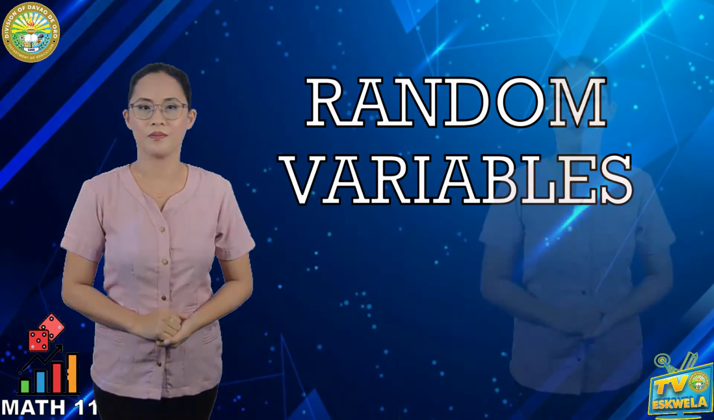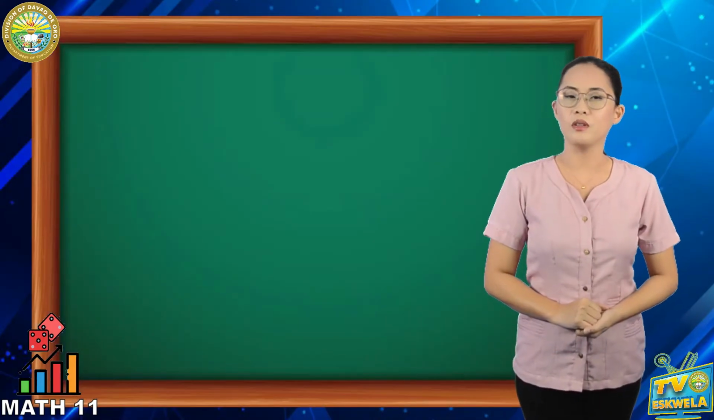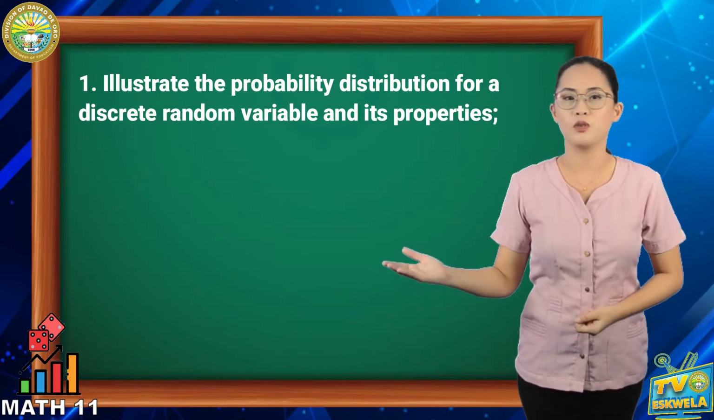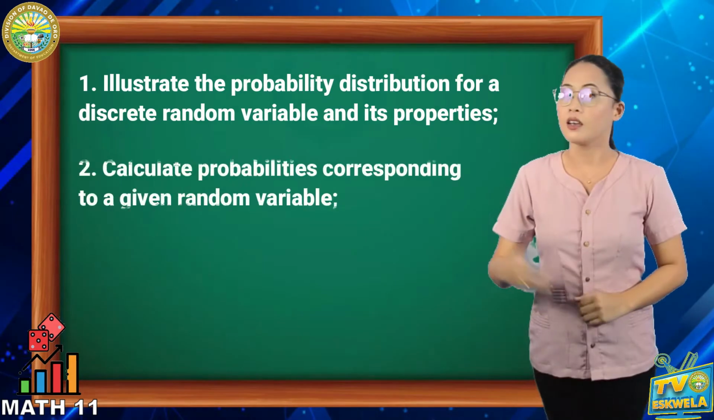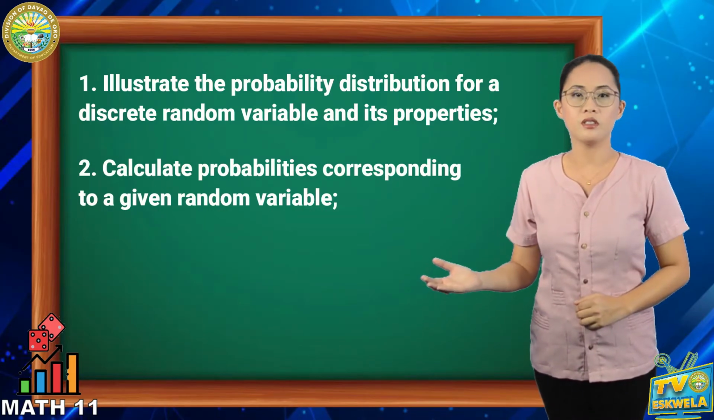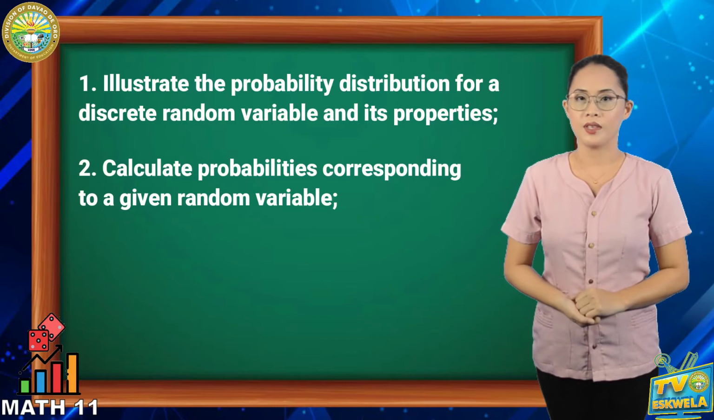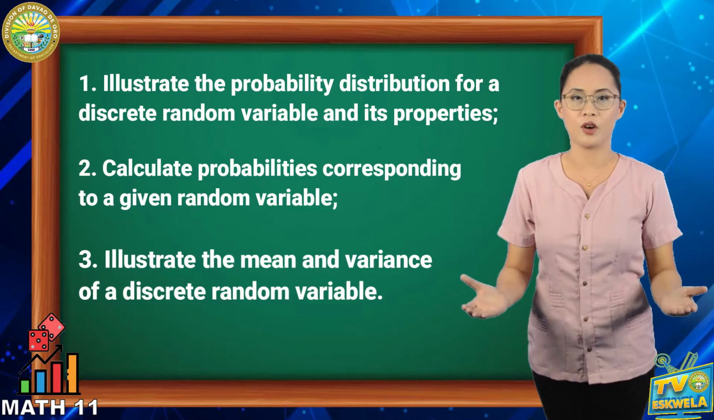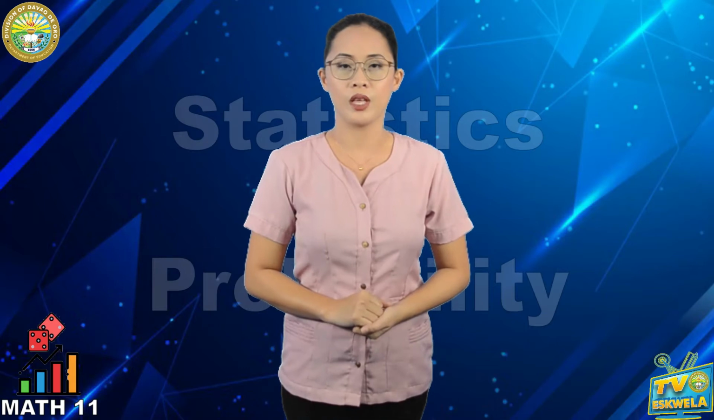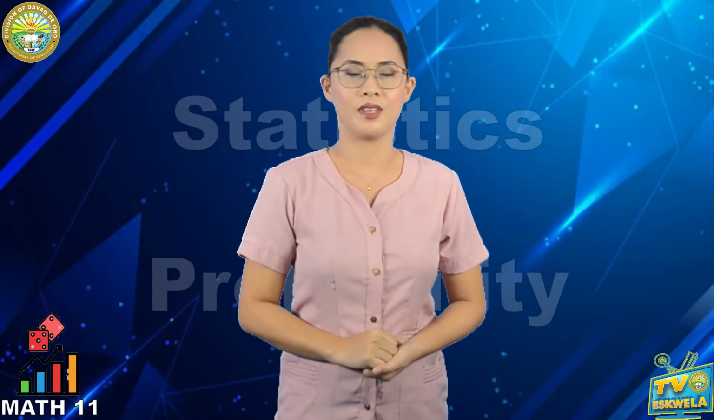Very good! It is about random variables. Today, our goal is to illustrate the probability distribution for a discrete random variable and its properties. Calculate probabilities corresponding to a given random variable. And illustrate the mean and variance of a discrete random variable. You may already have encountered this certain topic before, but let's learn more about how this can be used in our daily life. Are you ready? Let's go!